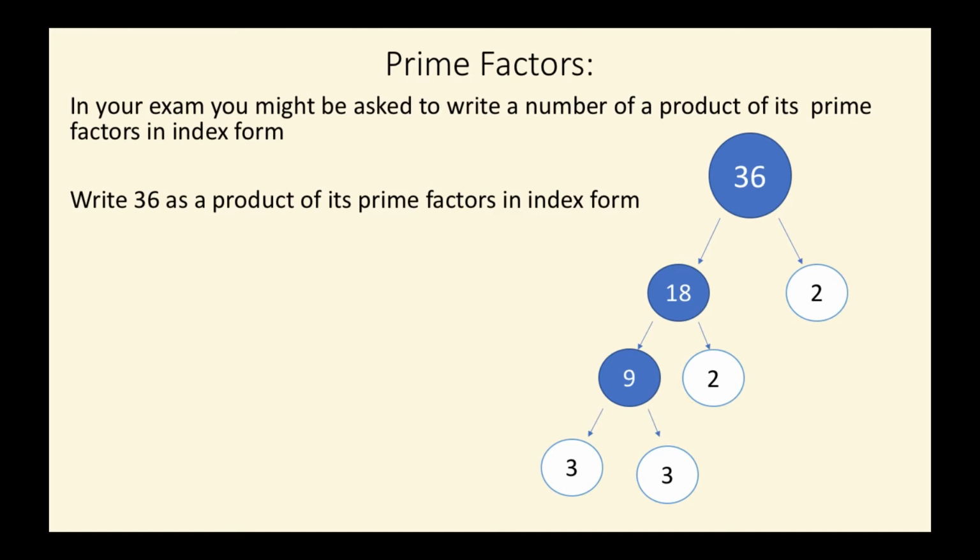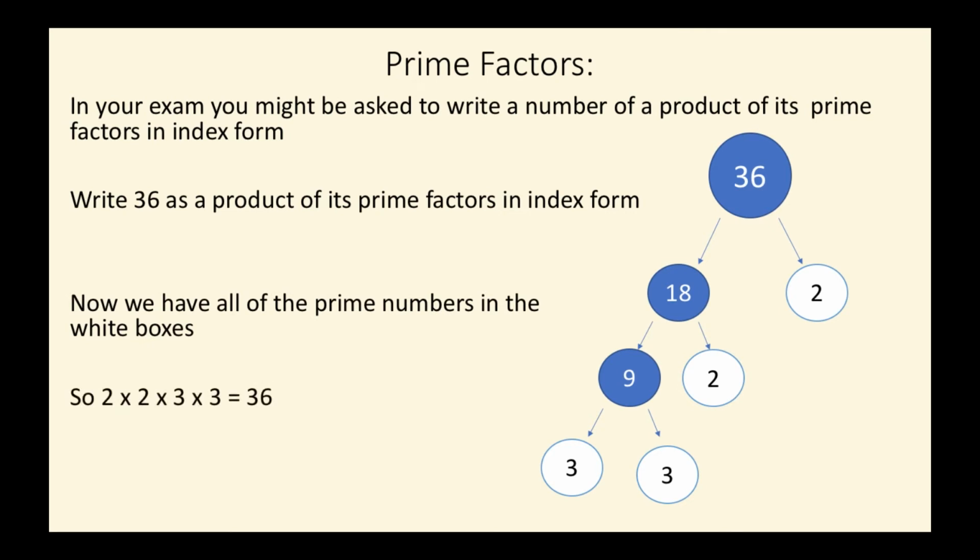Now what we have to do is we've got all our prime factors in the white boxes. I'm going to write them in a list. So 2 times 2 times 3 times 3 equals 36. So you'll be able to see 3 times 3 is 9, 9 times 2 is 18, and 18 times 2 is 36. So that's why it equals 36. It does work out to equal 36. And we've found all of the prime factors and written them down like this.